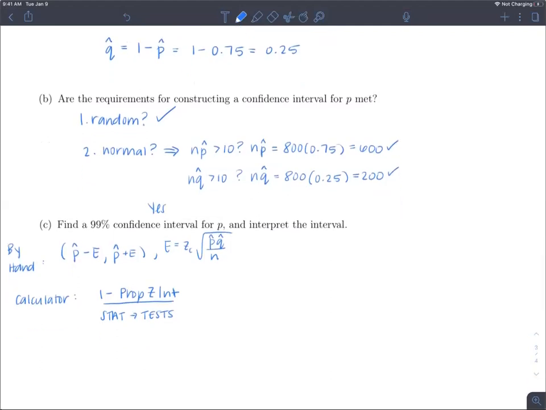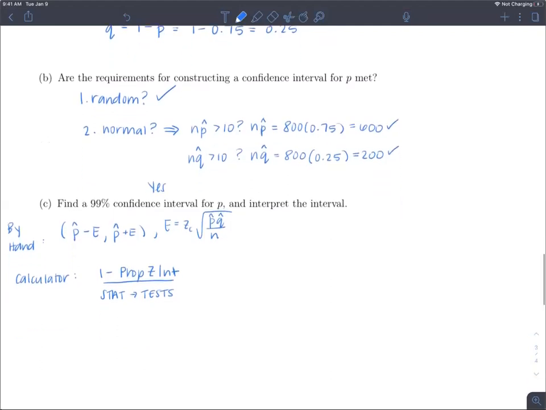When you select it, it's going to ask for three variables: X, N, and your confidence level. Make sure that you always have X, right? Make sure that you're not putting P hat in where you mean to put X. So here X is going to be 600, N is going to be 800, and our C level is going to be 99%, or 0.99.